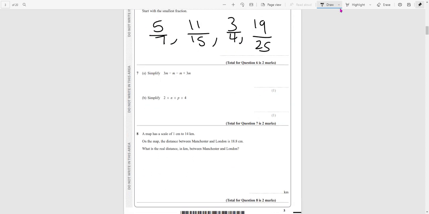Okay? Question number 7. Now we're going to collect like terms. 3m minus m plus m. So 3m minus m is going to be 2m, and 2m plus m is going to be 3m. Now let's go through 7b. 2n times p times 4. Let's collect the like terms. 2 times 4 is going to be 8. n times p is np, so you're going to have 8np.